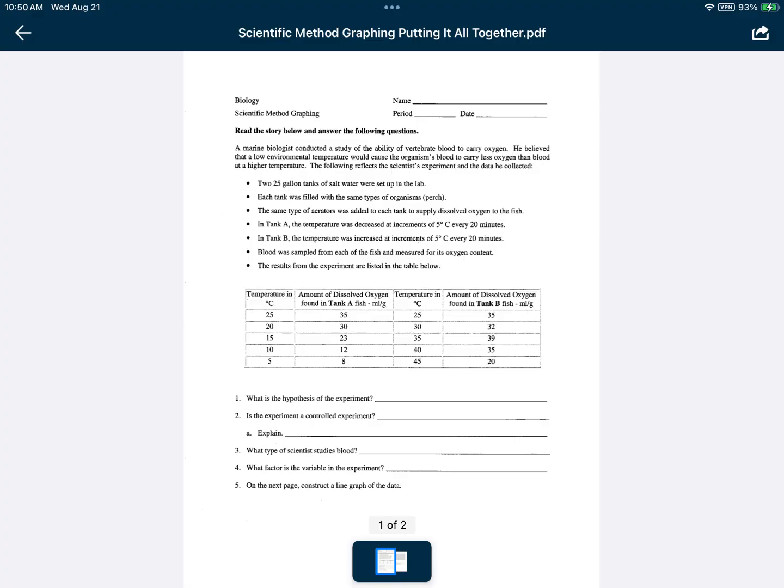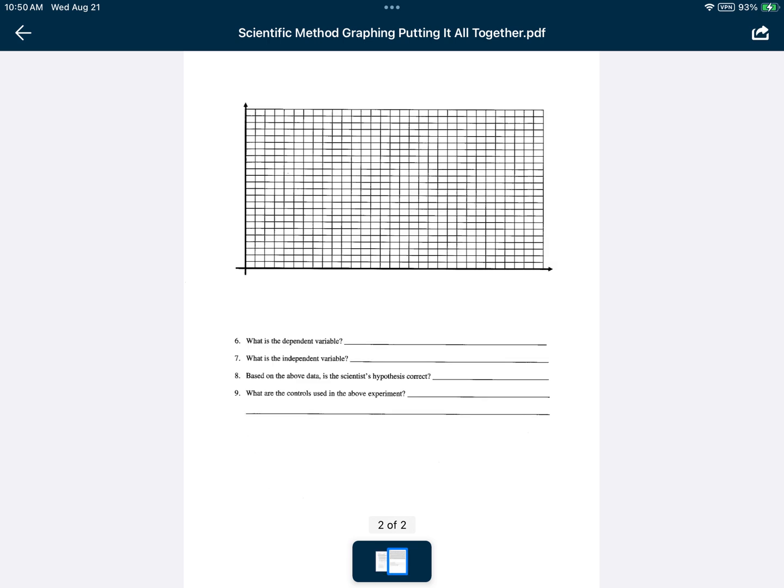Last thing for today, or the next thing for today, is looking at this graphing, putting it all together. On this worksheet, you're going to be reading through the scenario and then picking out the answers to the questions 1 through 5. Notice number 5 says to go ahead and graph this thing. When you graph this thing, you're going to use this as your y-axis and this is your x. Remember that this is your dependent variable, so the dependent variable goes here and your independent variable goes here. Okay, and then you're going to graph this and come up with an answer.